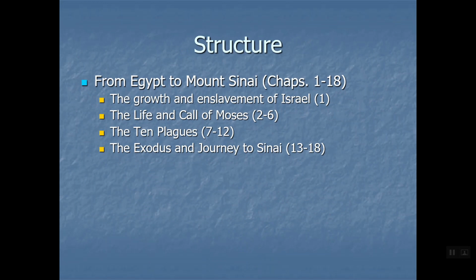Structure, outline of the book, we're going to look at it as two major parts. The first of these is from Egypt to Mount Sinai in chapters 1 through 18. Remember, these books, particularly the first 5 books of the Pentateuch, one book just picks right up where the earlier book left off. So I want us to read a little bit out of chapter 1.